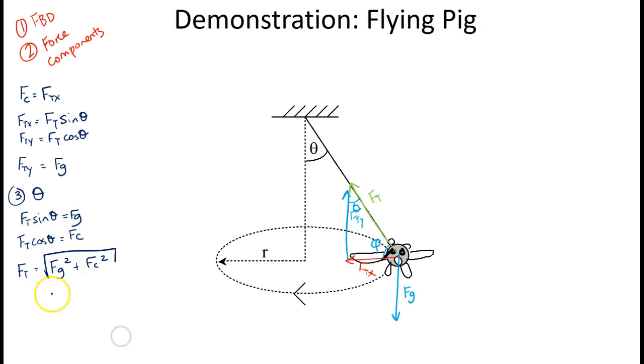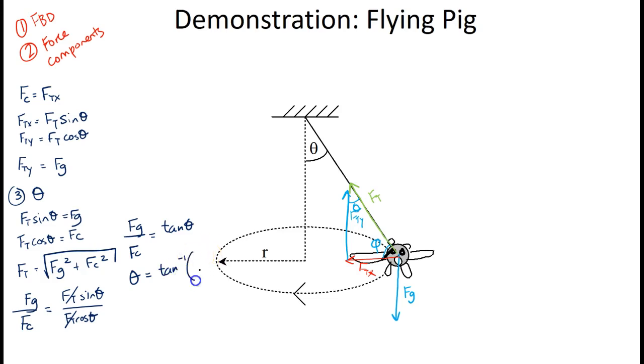So the next thing, let's have some fun with this. So I'm going to divide FG by FC. And I get FT cosine theta over FT sine theta, which means that FG over FC equals tan theta. So theta is the tan inverse of FG over FC. And that's all we need to do.